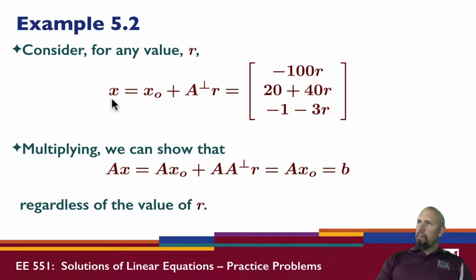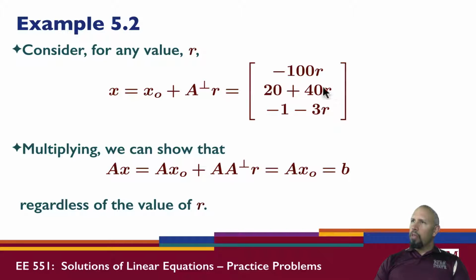So if we take this equation, for example, multiply through by A: A times x equals A times x naught, plus this quantity, A times A perp times r. A times A perp is 0. A times x naught is b. And so we see that this is also a solution regardless of r. So we have an infinite number of solutions, and this is how we can see that infinite number of solutions.